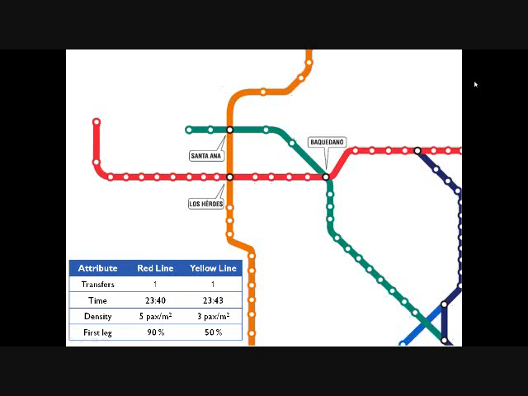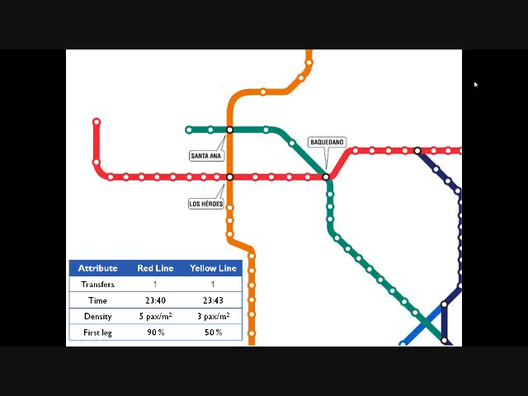So again, we have two alternatives, taking the red line or the yellow line. Both alternatives have one transfer, so in terms of transfers, no difference. If we analyze the time, because we know people want to get to the destination as fast as possible, we can see that on average, taking the red line route takes 23 minutes and 40 seconds, and taking the other route through the yellow line takes only 3 more seconds on average. So in terms of travel time, they are really similar. We don't think that people can actually perceive those average 3 seconds of difference.